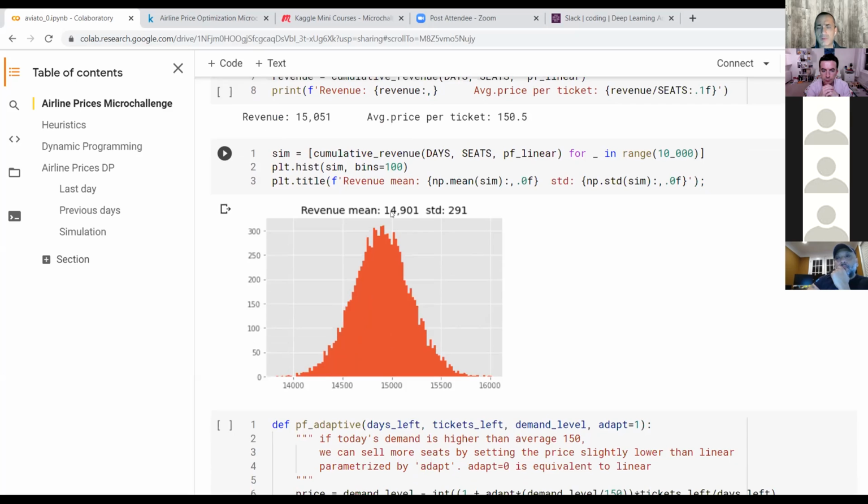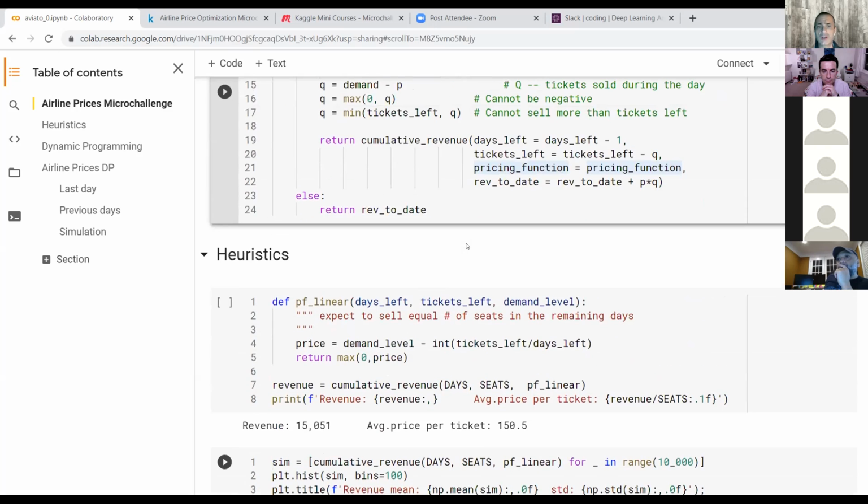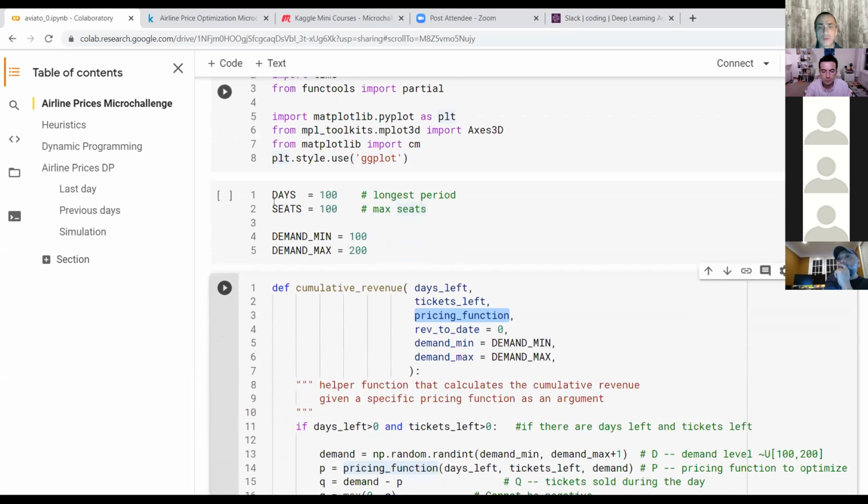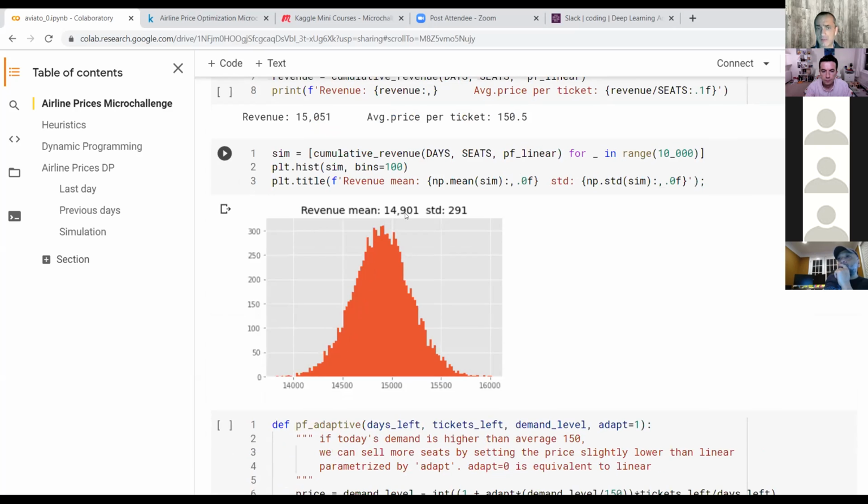If you look at the cumulative revenue, 14,900, what it says is that if you have 100 seats, on average you sell for $149 per seat. That's the average revenue per seat you get, which is logical given that the mean or median demand is 150. In order to sell at least one seat, you have to set the price at 149. So it tells us that our intuition is correct. We sell on average each seat for $149. So that's the basic benchmark.